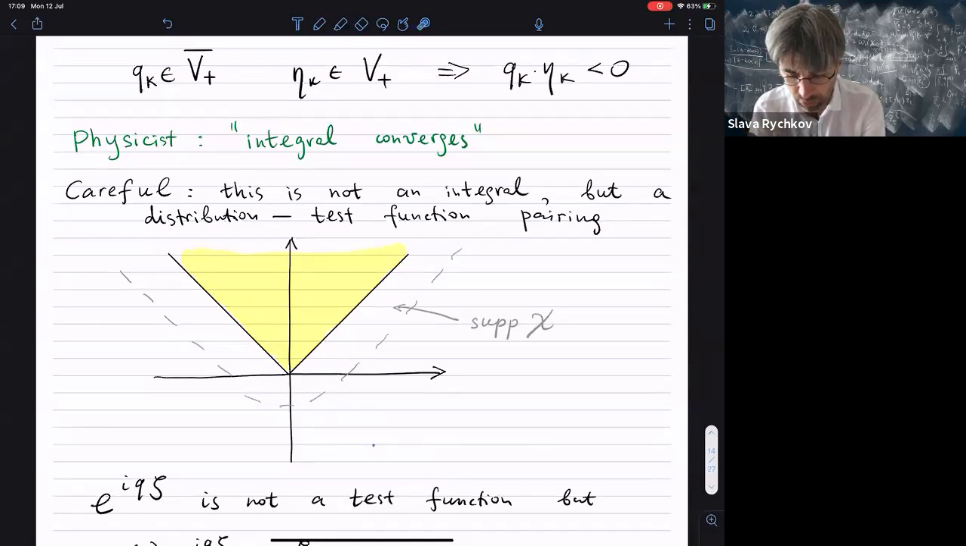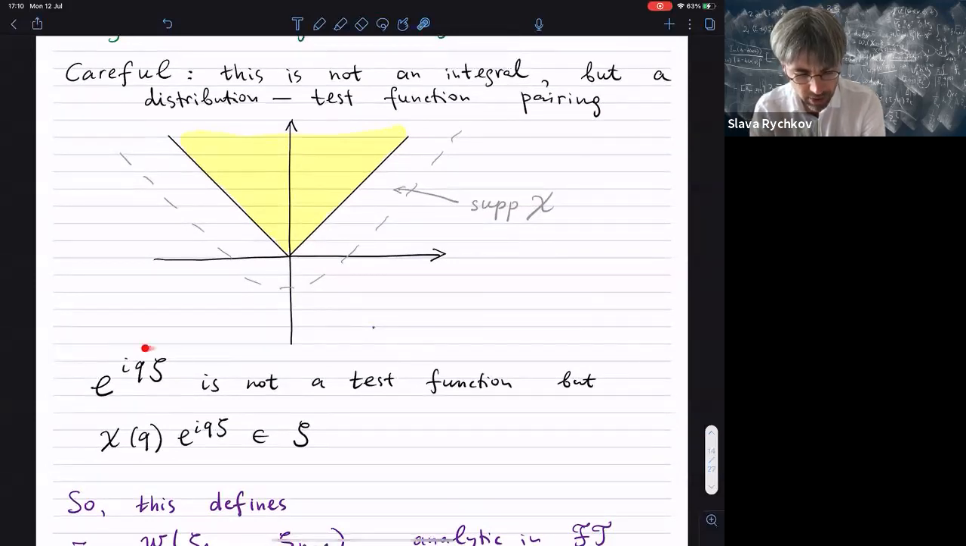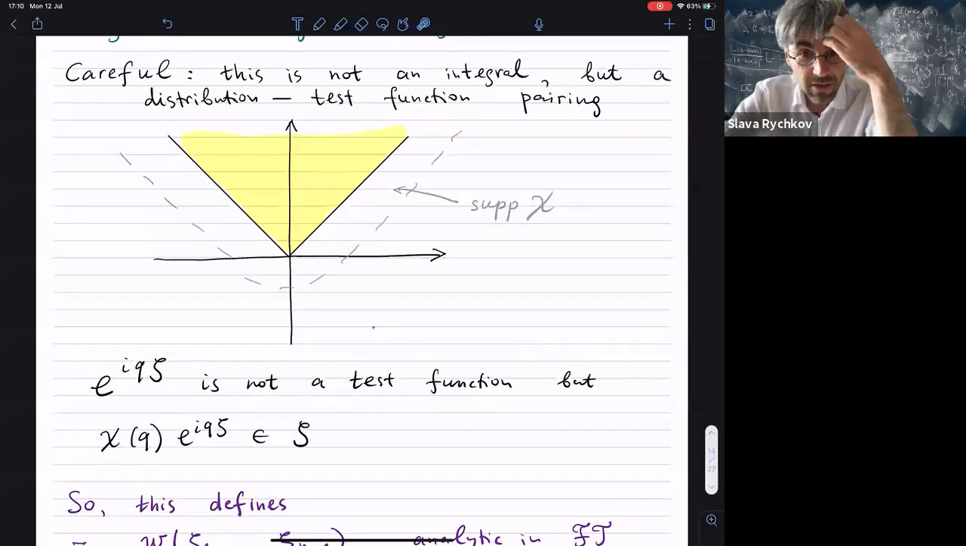What we need to do is pick some other function, chi, which, for example, has a support somewhere in the region bounded by this dashed line. Even though e to the i cubed zeta is not a test function because it grows in the negative q direction, if you multiply it by this chi, we now get a good test function. In the positive cone direction, this function is going to decay because of the forward tube condition on the imaginary parts of zetas, and in the negative q direction, it is cut off by this chi. So everything is going to be under control.